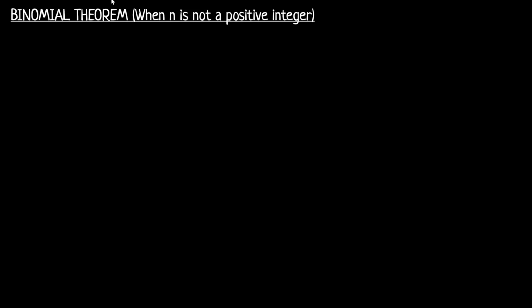By the end of this video, you should be able to expand the binomial expression as a series when the exponent is not a positive integer. That is, it could be a negative integer, it could even be fractional.